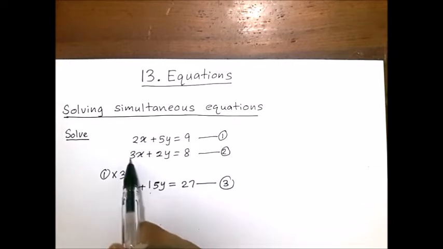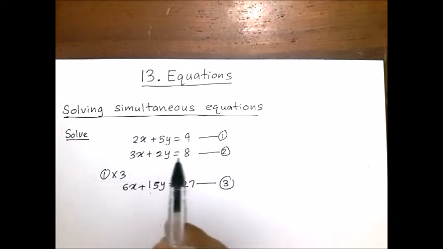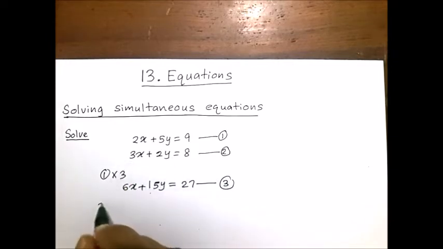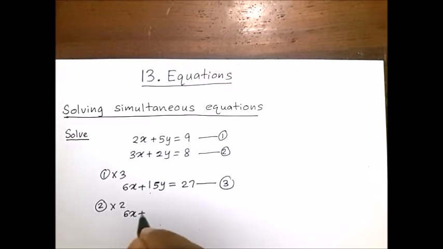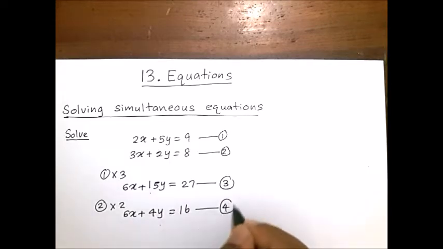To convert this term into 6x, multiply this equation by 2. Second equation multiply by 2. 2 multiply by 3, 6x. 2 multiply by 2, 4y. 2 multiply by 8, 16. Name this as fourth equation. Now in these two equations, coefficient of x are equal.